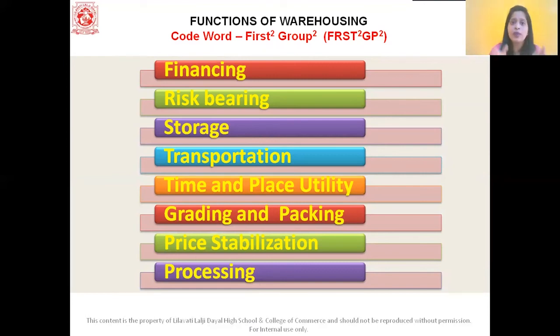Let's have a quick recap. If you want to remember the code word, it's FRST GP, first group. F stands for financing, R stands for risk bearing, S stands for storage, T stands for transportation, one more T, you have T square, T stands for time and place utility, G stands for grading and packing, P stands for price stabilization, and the last one stands for processing. So the functions of warehousing are very important.